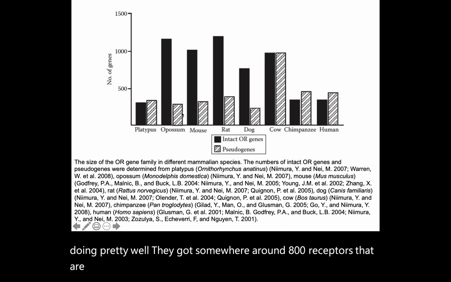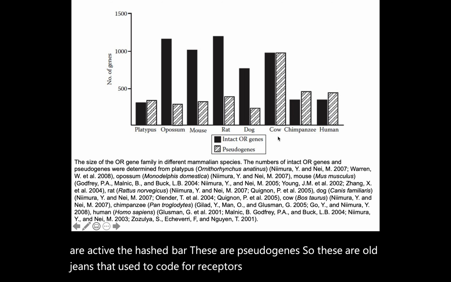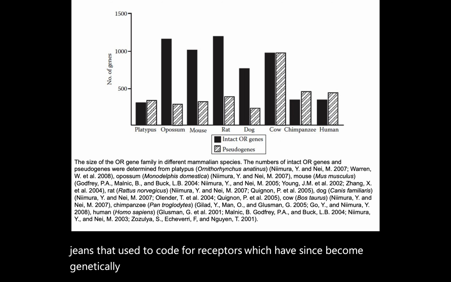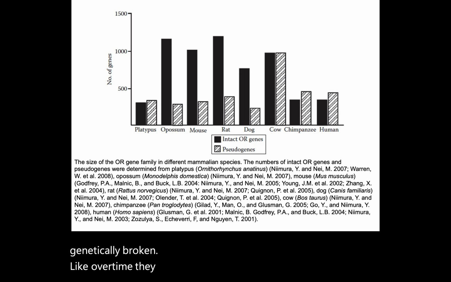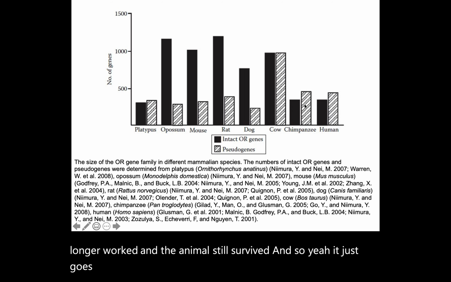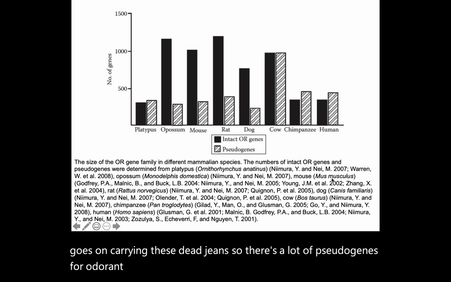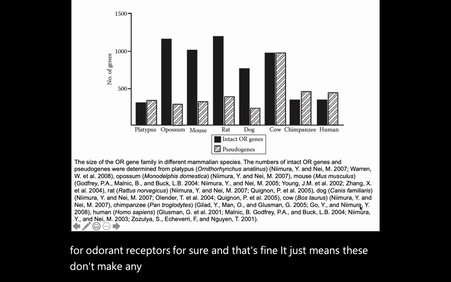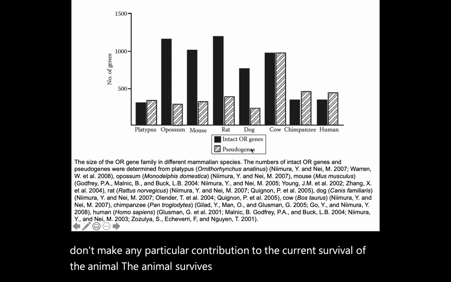The hashed bar, these are pseudogenes. These are old genes that used to code for receptors, but which have since become genetically broken. Over time, they developed a mutation in these genes, they no longer worked, and the animal still survived. And so it just goes on carrying these dead genes. There are a lot of pseudogenes for odorant receptors, for sure. And that's fine. It just means these don't make any particular contribution to the current survival of the animal. The animal survives fine without it.